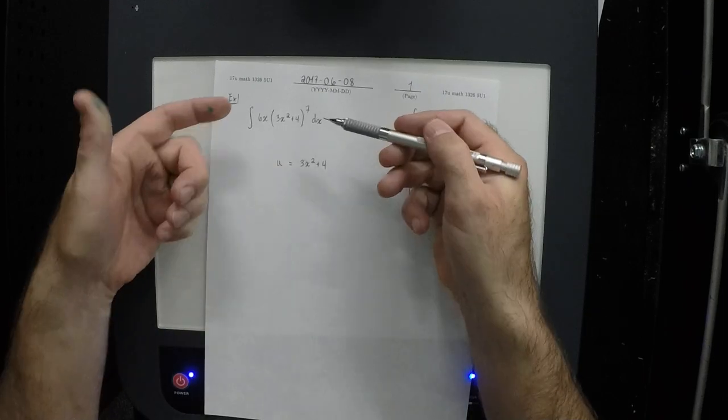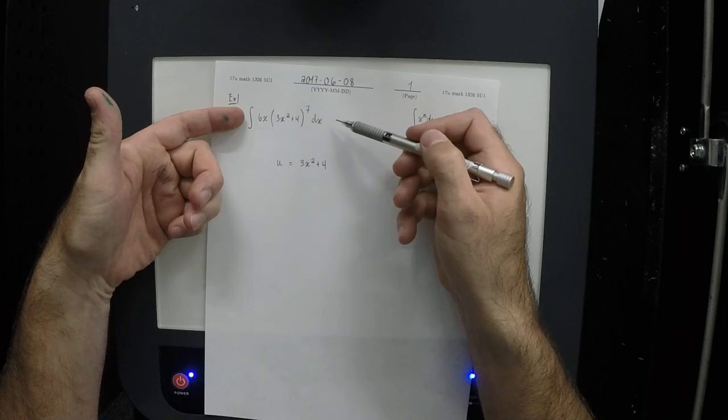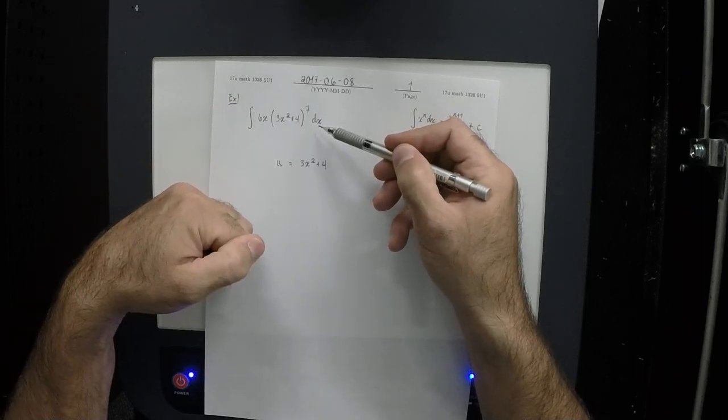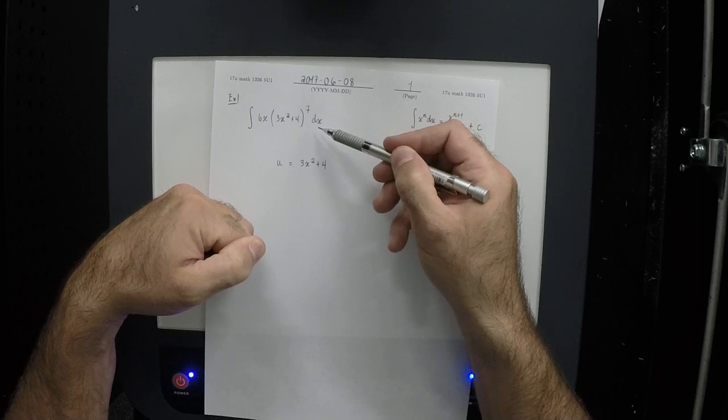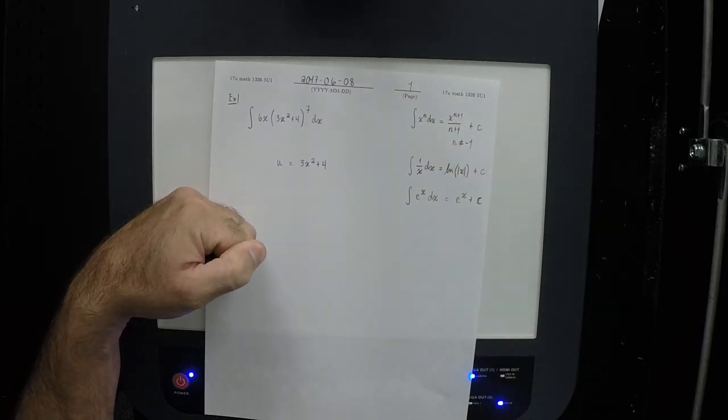But the thing is that in this antiderivative, not all the things are variables. Some of them are differentials. What's the differential? Dx. Dx is the differential. So we need to figure out what part of the substitution is going to end up covering the dx. So how do we determine that?